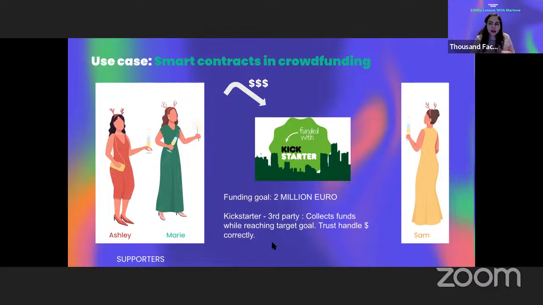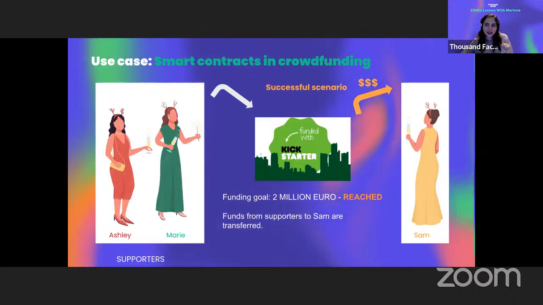In this way, there are two possible scenarios. Let's start with the successful scenario. Let's say she pitched to her friends, she pitched to investors, and she actually reached her goal. She managed to raise 2 million euros. So in this case, Kickstarter has to transfer the money to Sam.